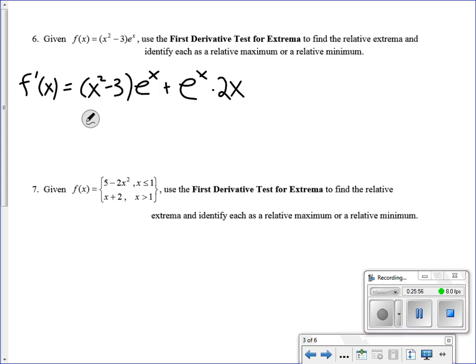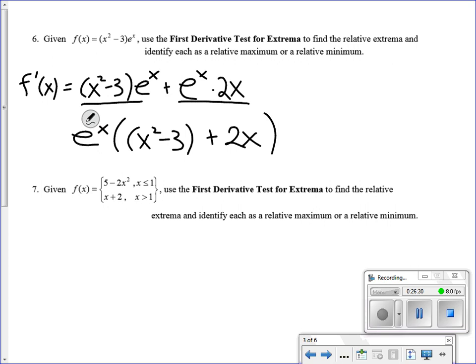Now, critical values occur when the derivative either does not exist, which doesn't happen here, or equals 0. So let's set it equal to 0. To solve this, we're going to factor, right? When you want to solve an equation equal to 0, you factor, if possible. Out of these two terms, I have a common factor of e to the x. So I'm going to factor out an e to the x. When I pull it out of the first term, I have the x squared minus 3. Pull it out of the second term, I have 2x. You can always check if you factored correctly, if when you multiply back, you get what you started with.